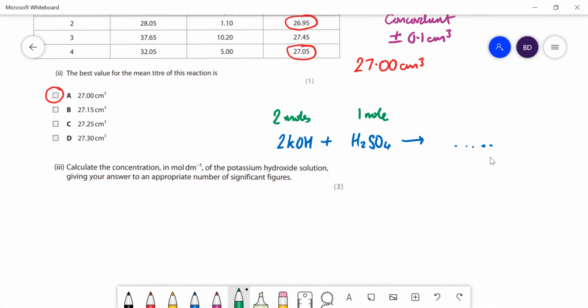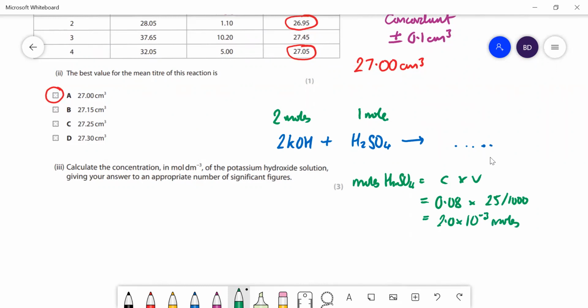Now we know the concentration of the sulfuric acid, so we can work out the moles of H2SO4. That's going to be the concentration times the volume. The concentration is 0.08 moles per decimeter cubed, they tell us, and the volume was the one delivered by the pipette, 25 centimeters cubed, so that's 25 over 1,000. That gives us 2.0 times 10 to the minus 3 moles of sulfuric acid.